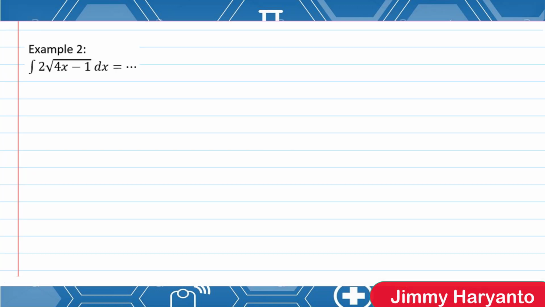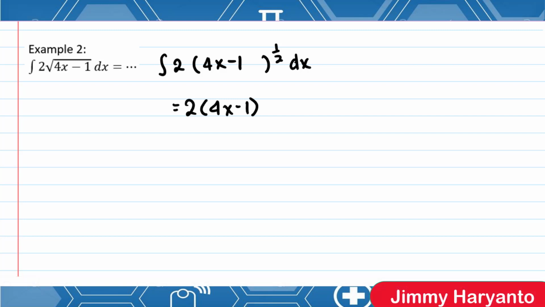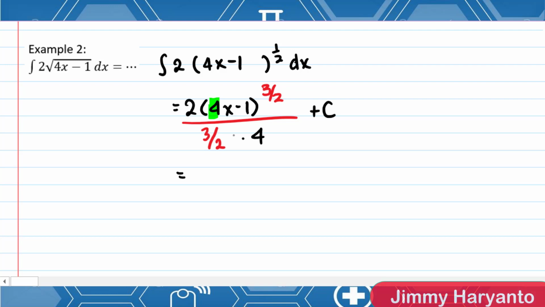Next is example 2. I have to change this square root of 4x - 1 into power half, and then I can use the formula: (4x - 1) to the power of half plus 1. Half plus 1 is 3 over 2. If the power is 3 over 2, you have to write the power also in the denominator. After that, you have to multiply it with 4, and then don't forget plus c. This one is 1 over 6, which is 1 over 3 in the bracket, (4x - 1) to the power of 3 over 2 plus c.